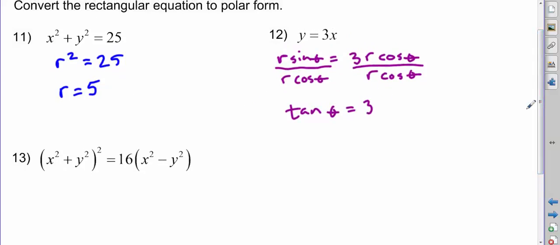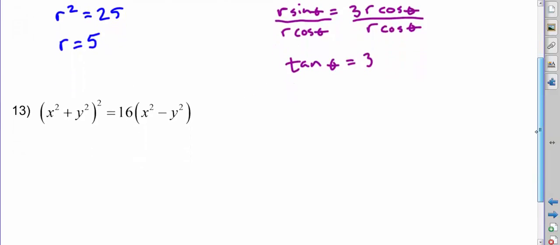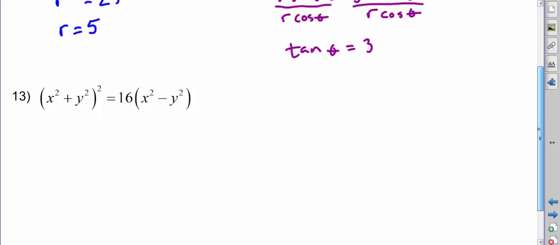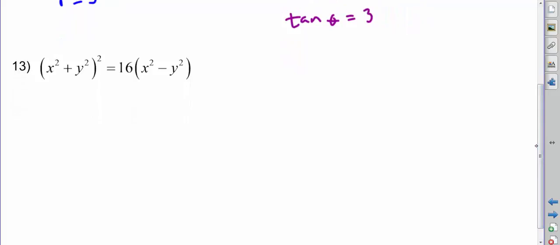You can graph r equals 5. So anytime we have an r equals equation, we can graph it on our 84s. Anytime we have a tangent of theta equals, it's a little tougher. Probably would want to use Desmos on those. So I'm a big fan of Desmos, as you know, and in this problem, it works great. All right, number 13, a little bit of work to do here.